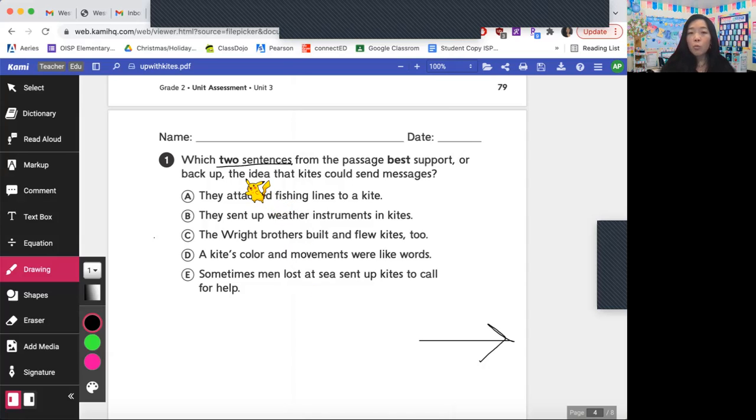Okay. Next, we need to know what idea that kites could send messages. How do we know that kites can send messages? So for question number 1, when I'm reading, I'm going to try to figure out how I know that kites can send messages, and I need to choose 2 choices. Now, if I am going too fast for you, I am recording this lesson, so you can always go back and watch this recording and pause the video whenever you need more time.